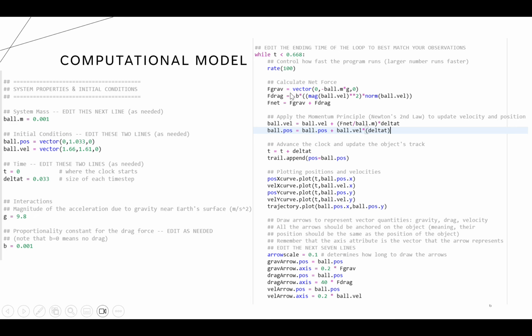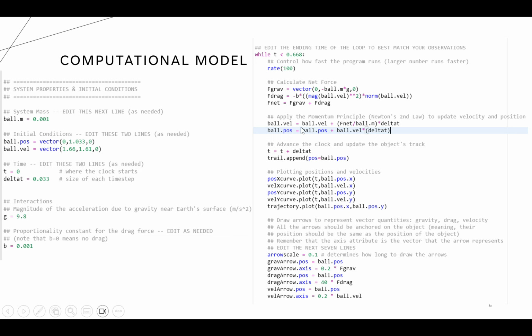To find the force of gravity, it's just the mass of the ball times the gravity, 9.8 meters per second squared, gravity of Earth, and it's negative because it's going in the negative y direction. The force of drag was actually calculated using the formula that I showed earlier, and used the magnitude of the ball's velocity squared and the unit vector of the ball's velocity as well in that formula. And B here is just the proportionality constant.